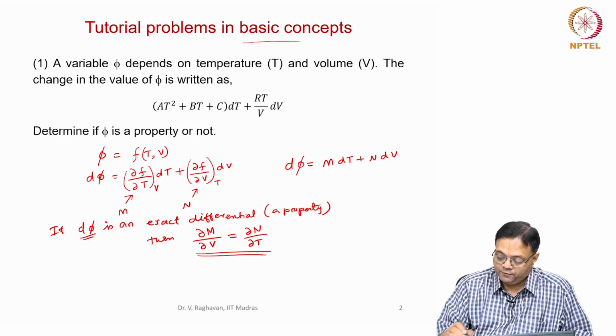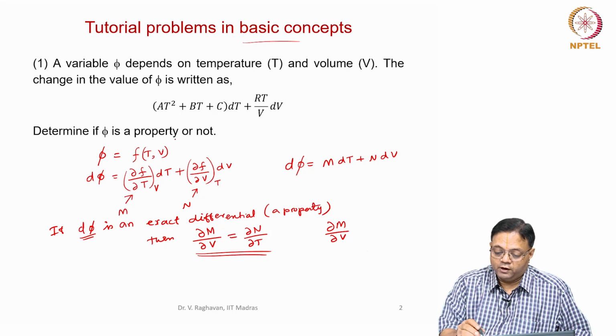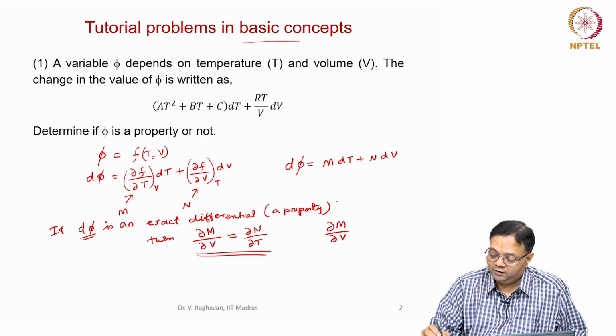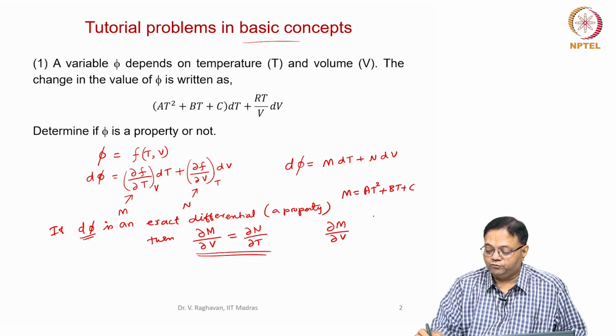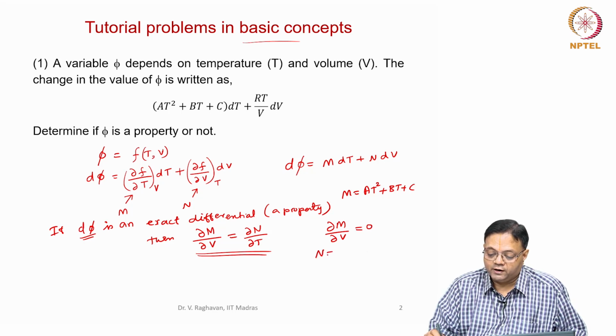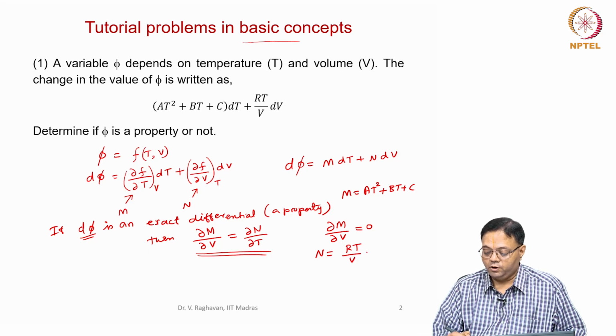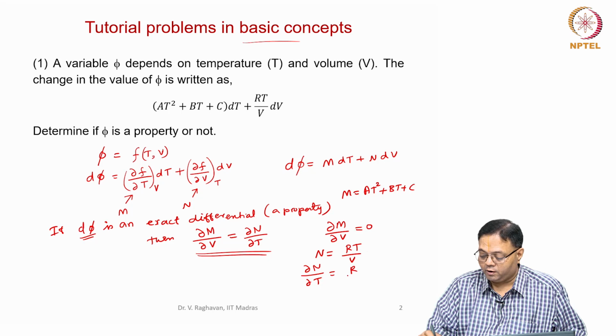Now, what is dou M by dou V? Here you can see that M equals A T square plus B T plus C. There is no V here, so this is equal to 0. Now, what is N? N equals R T by V. Now, dou N divided by dou T will be equal to R by V.